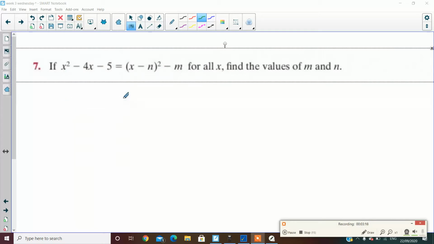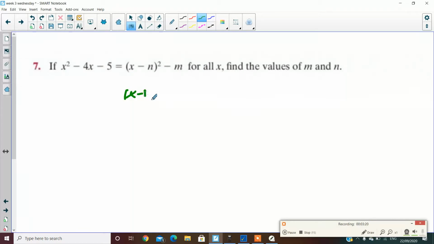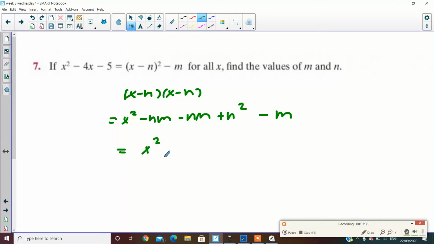So we square out (x minus n) by (x minus n), and we should get x squared minus nm minus nm plus n squared. Don't forget your other m. That should be the same as x squared minus 2nm plus n squared take away m. Then you have x squared minus 4x minus 5.